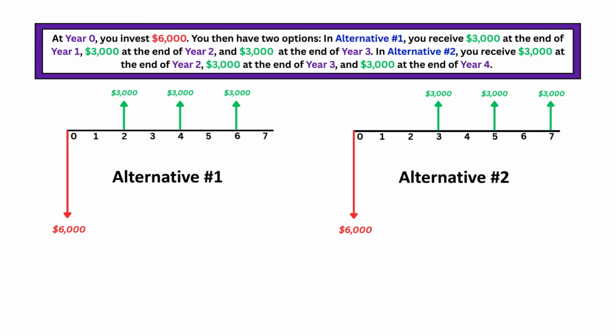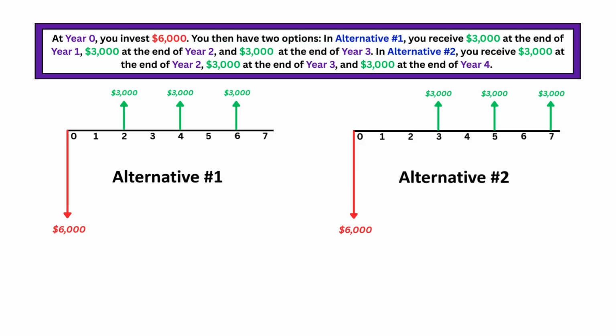Picture this. At year 0, you invest $6,000. That's a downward arrow at the start of the timeline. Now you're offered two alternatives. In the first alternative, you receive $3,000 at the end of year 1, $3,000 at the end of year 2, and $3,000 at the end of year 3. In the second alternative, you receive $3,000 at the end of year 2, $3,000 at the end of year 3, and $3,000 at the end of year 4.